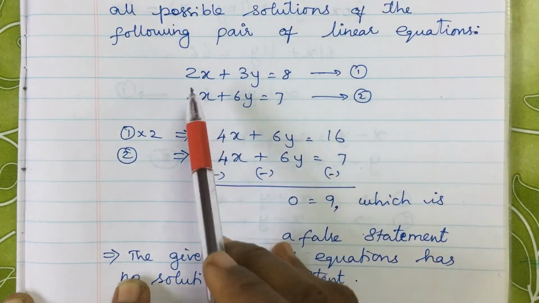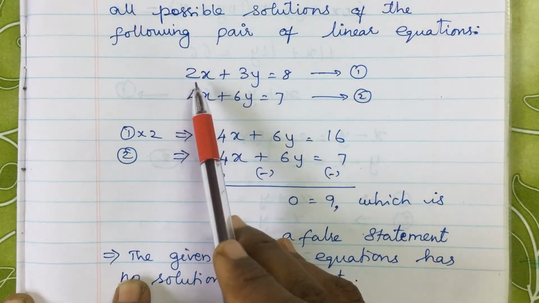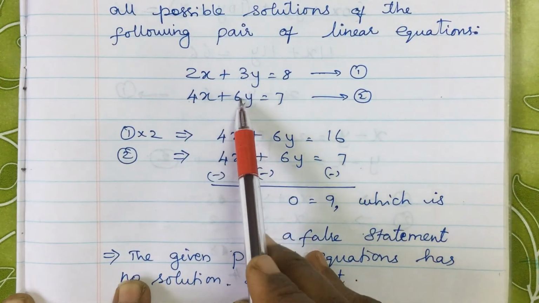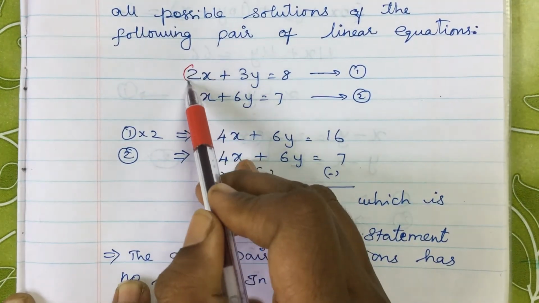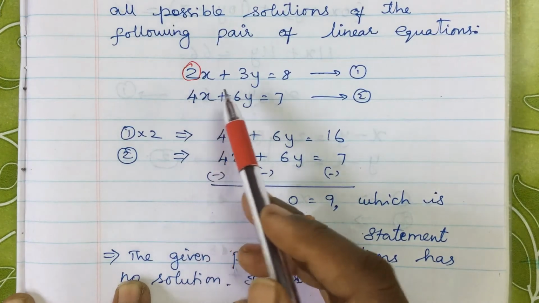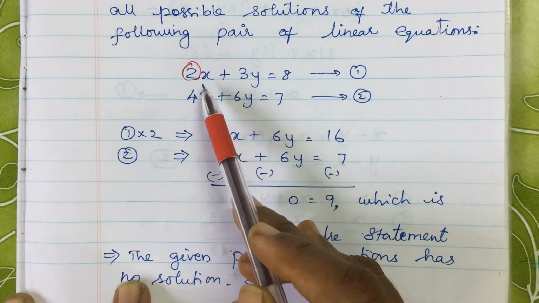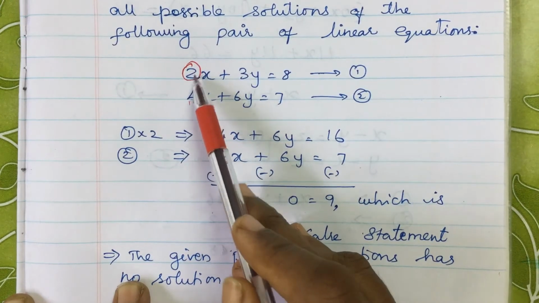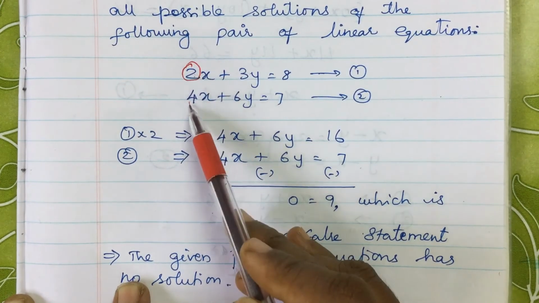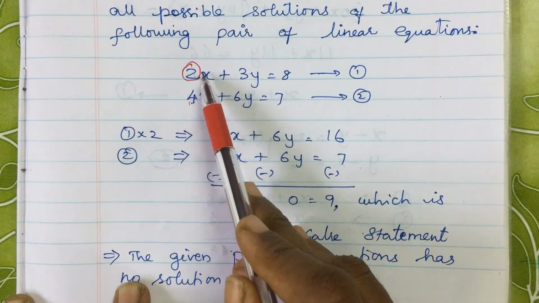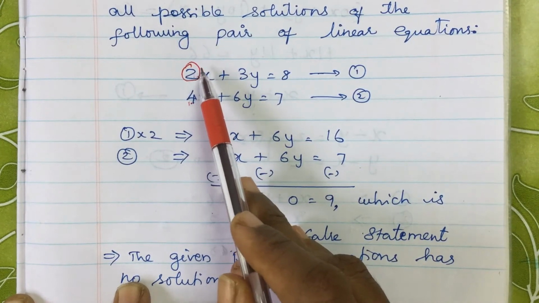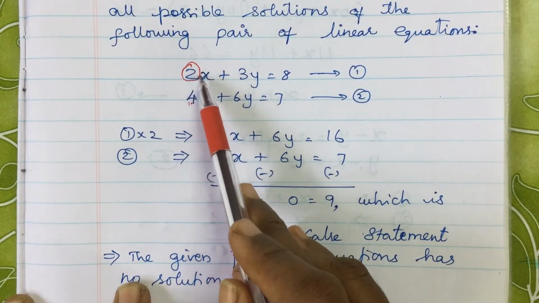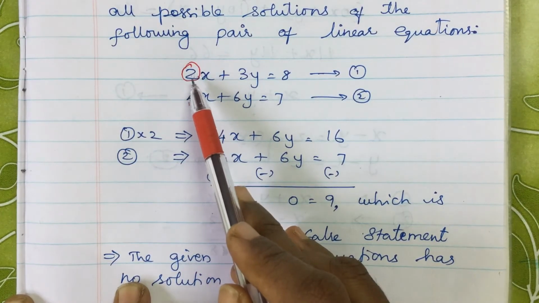So what you have to do is look at the coefficients of the variables given: 2, 4, 3, 6. Again, if you see here, 2 is the lowest value. So I am checking these two values, one is 2, one is 4. It is enough if I multiply the first equation by 2, so that the coefficient of x in the first equation will also be equal to 4, right?